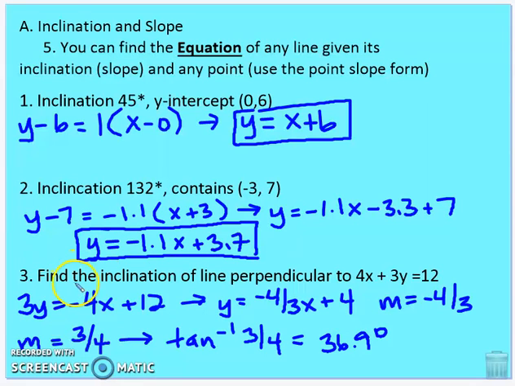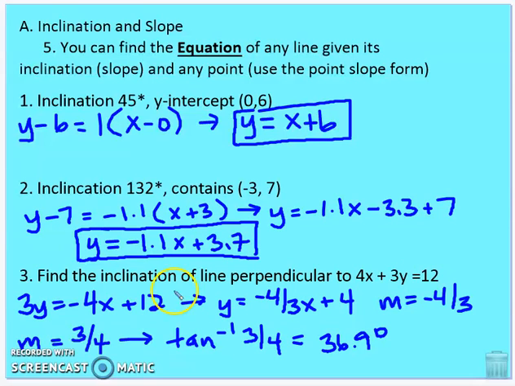All right, lastly, I want to find the inclination of the line perpendicular to 4x plus 3y is equal to 12. So the first thing we need to do is find the slope of the line 4x plus 3y is equal to 12. And then we need to determine the slope of the line that's perpendicular to this line. And then we need to find the inclination.